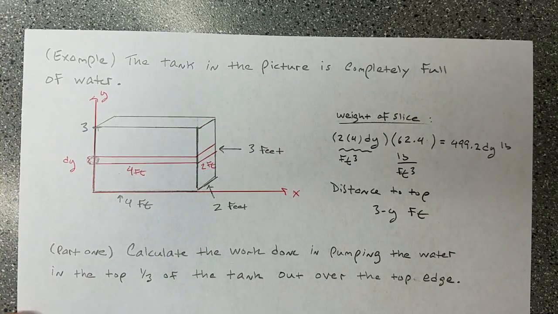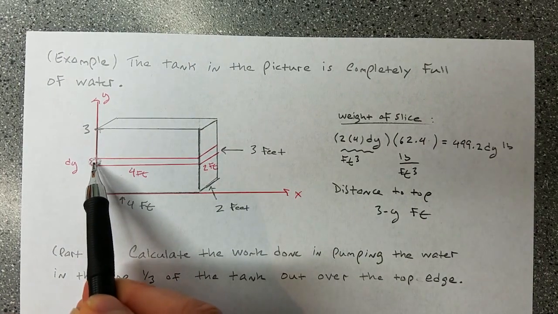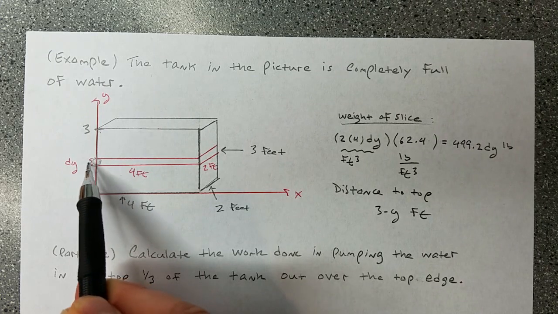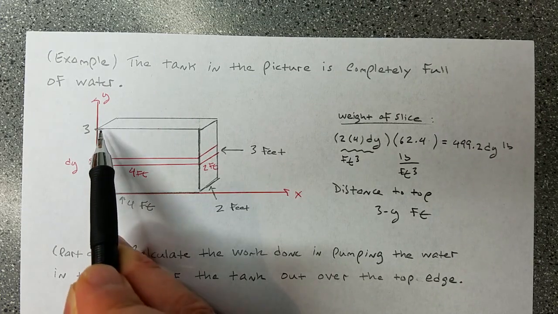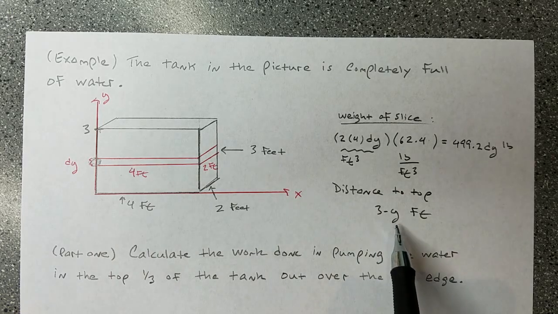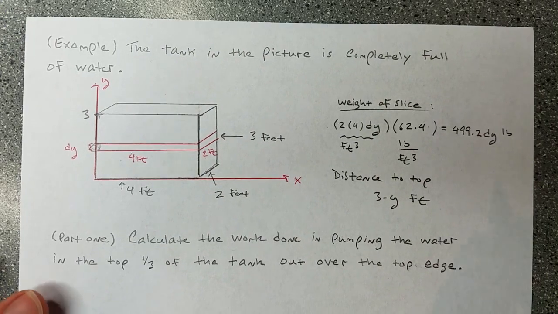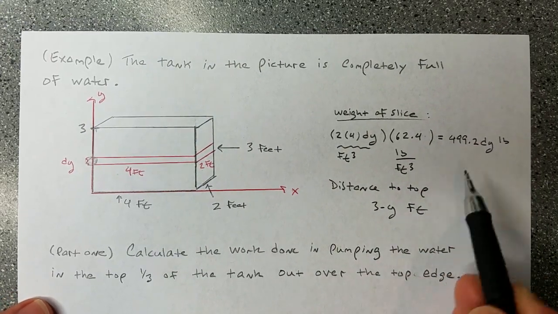One more thing about this, like imagine that I drew this slice right here. Imagine that I put it at the 1 mark on the y-axis. How far would it be to the top? Well, it would be 2 feet to the top. Well, what's 3 minus 1? It's 2 feet. That's why you do it that way. Now, from here, here's what we do with these.